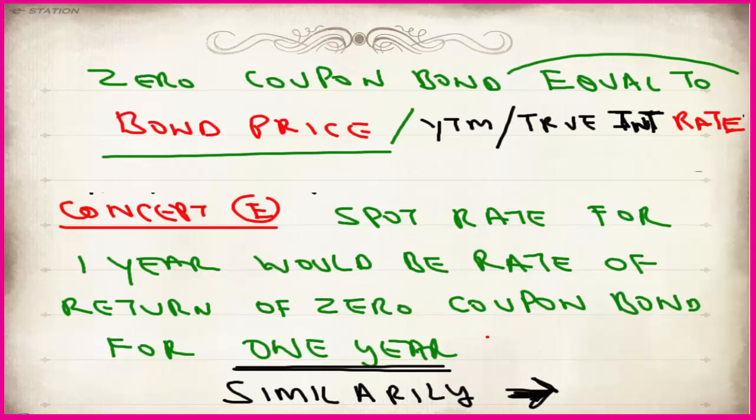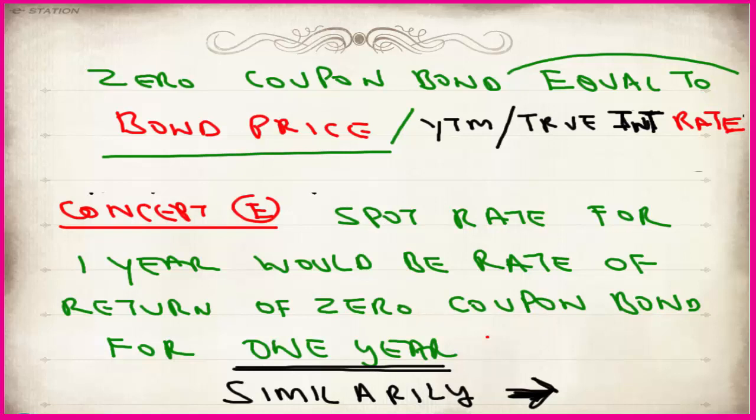Spot rate is the required rate of return of zero coupon bonds, and it depends upon the maturity. Just like a bank FD, if you want to invest for 1 year, the rate of interest will be different. If you want to invest for 2 years, the rate of interest will be different. If you want to invest for 3 years, the rate of interest will be different. So I will be calculating different spot rates for different maturities. That spot rate is named as yield to maturity, or IRR, or the true interest for zero coupon bonds.